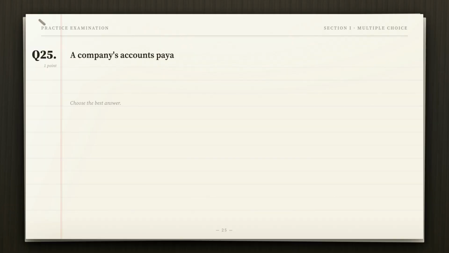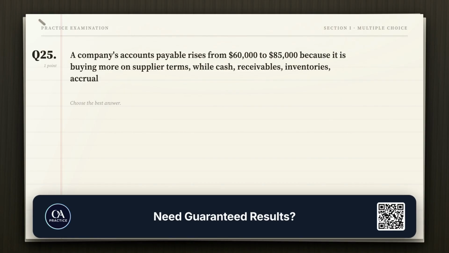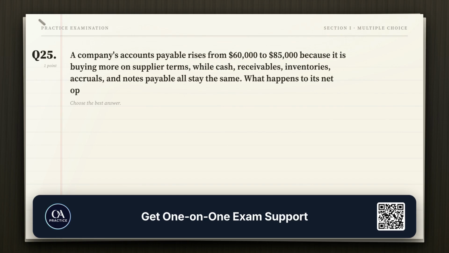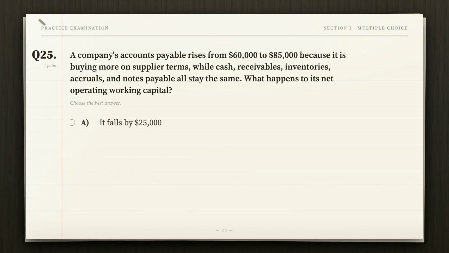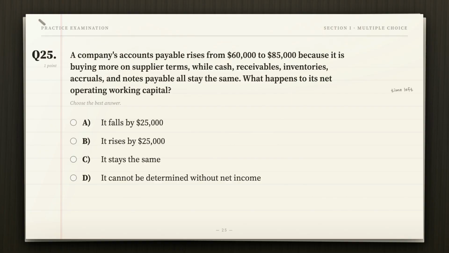Question 25. A company's accounts payable rises from $60,000 to $85,000 because it is buying more on supplier terms, while cash, receivables, inventories, accruals, and notes payable all stay the same. What happens to its net operating working capital? Your options are: A, it falls by $25,000. B, it rises by $25,000. C, it stays the same. D, it cannot be determined without net income. Which one is it? Pause the video if you need more time.